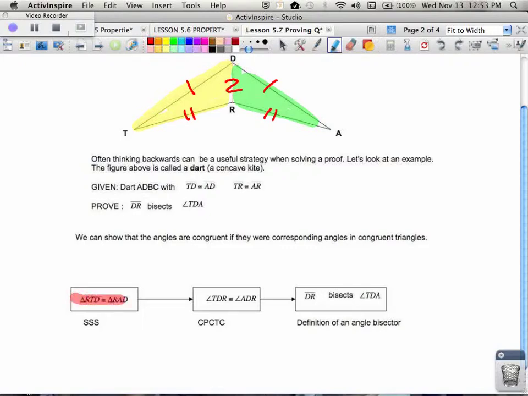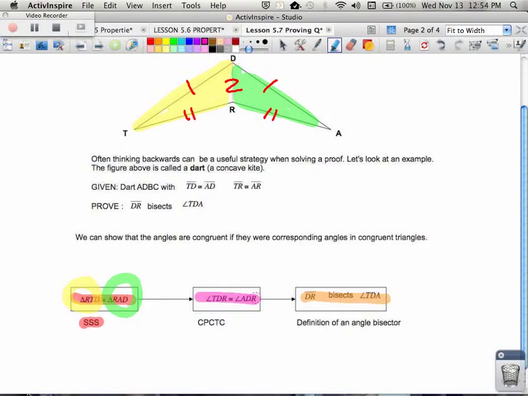I could say that the two triangles were congruent, side, side, side, knowing that the triangle in the yellow, TDR, or RTD as they write it down here, was one of those triangles, and RAD, or I call it DAR, was the other one. Again, our final statement was going to be that we had an angle bisector, and previous to that, I had to show that two angles were congruent to have an angle bisector.